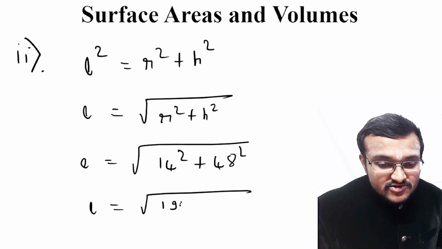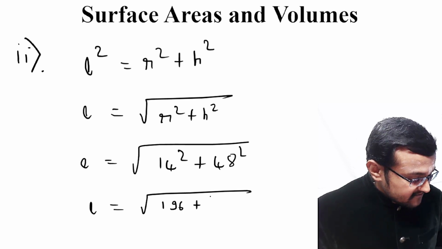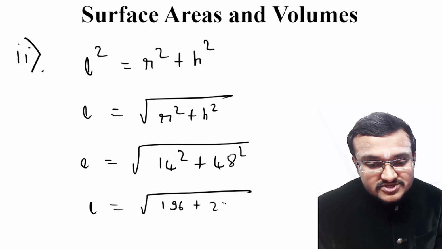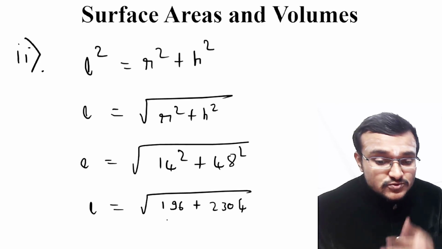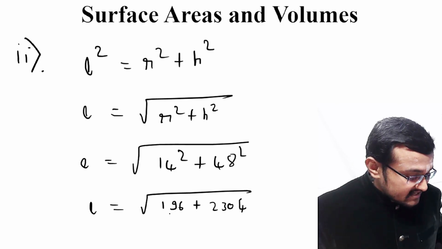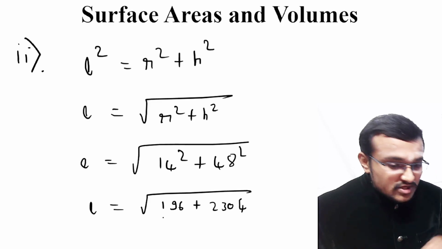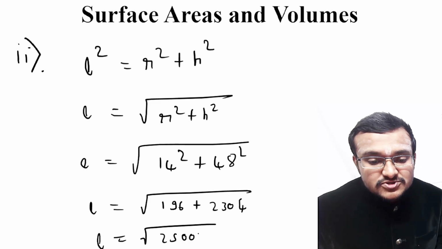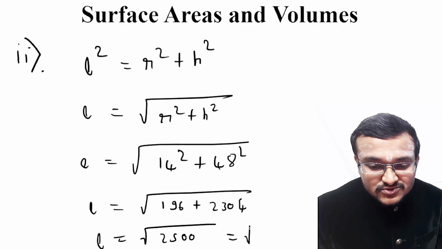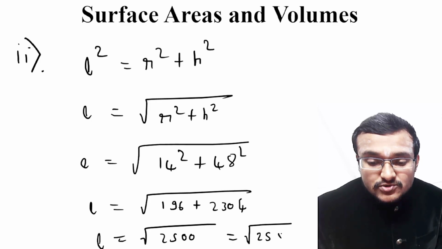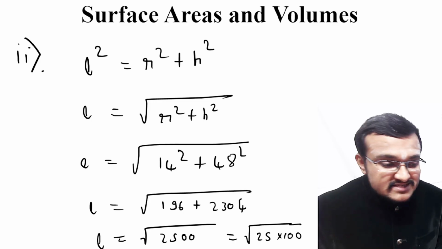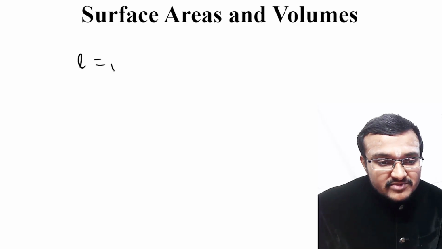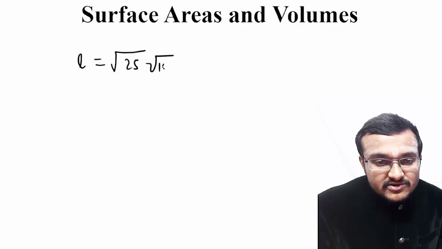So 14 into 14, you will get 196. 48 into 48, if you solve, you will get 2304. So 2304 plus 196 will give you 2500. So L is equal to square root of 2500. This you can write as 25 into 100. If you write this as 25 into 100, then L will be equal to square root of 25 into square root of 100.